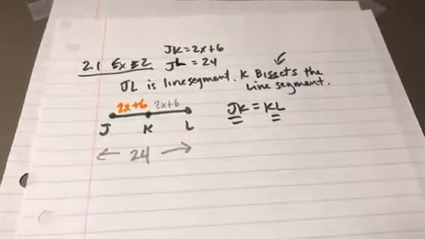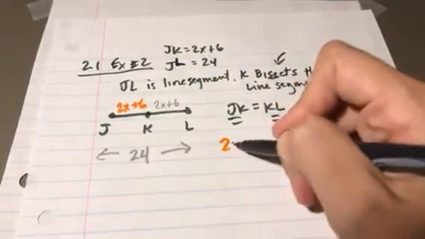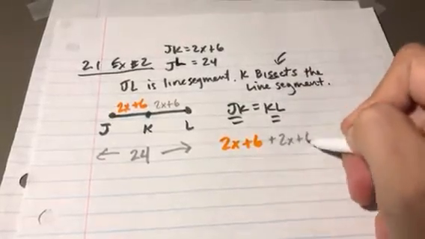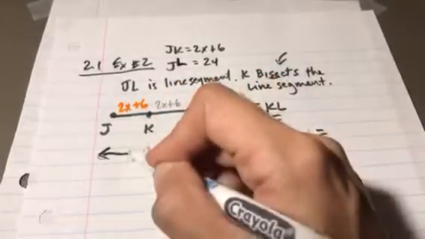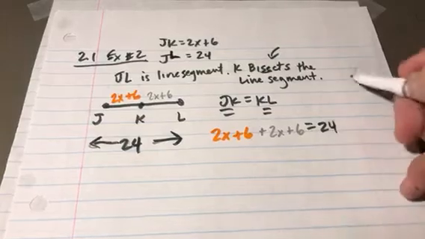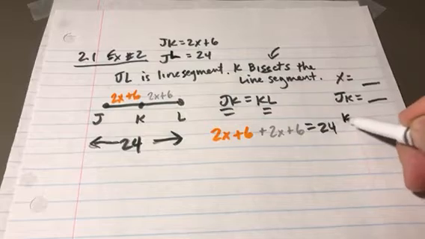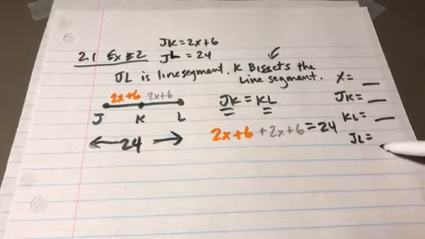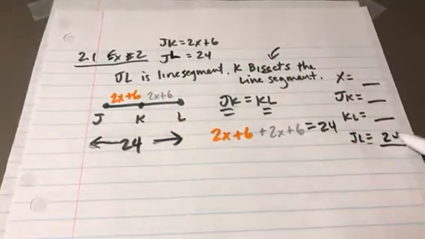Now I can set this up like segment addition. So I have the first segment plus the second segment should equal the whole segment. Now we know the whole segment is 24. Now we have an equation and we can solve for x. We can solve for JK like we did last time. We can solve for KL and JL. Well, we can solve for that, but they actually told us the whole segment is 24. So we already know that part.